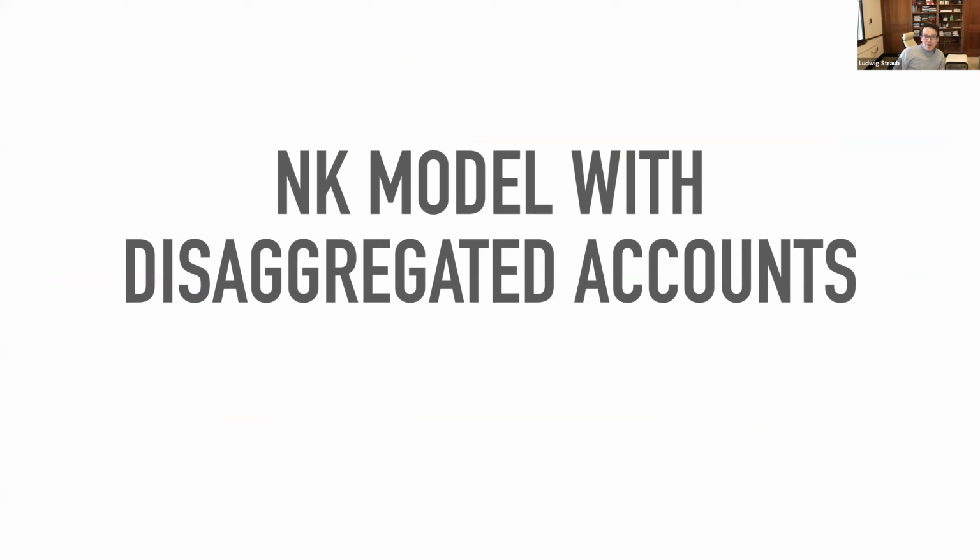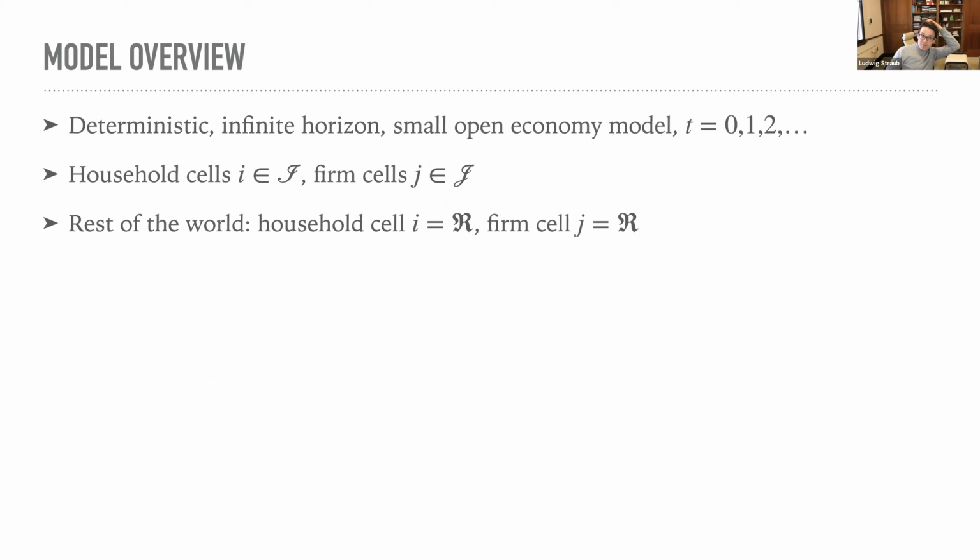Great. So now what I would like to show you is how we then make sense of and connect these different networks into a single New Keynesian model. And that model we can then study to think about questions like targeted fiscal policy. So what's this model? It's going to be a deterministic infinite horizon small open economy model. It's going to run in discrete time.